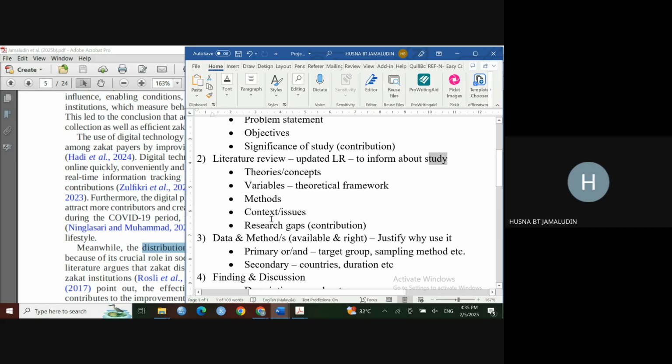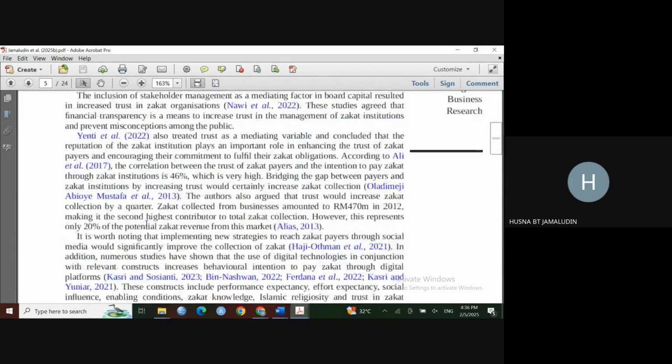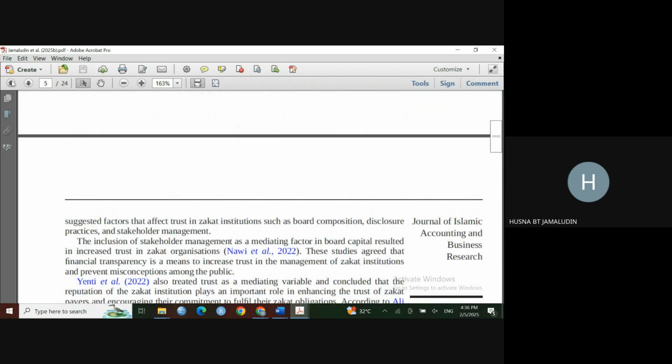Okay, after you do the review, remember you want to come up with the research gap. The research gap will tell you the contribution of your study, just as the significance of the study does. Some people just give the significance of their study, some give the research gap. It is better if you can give both. So in the case of zakat, I already mentioned the significance of the study, right? I listed it down, where is it?